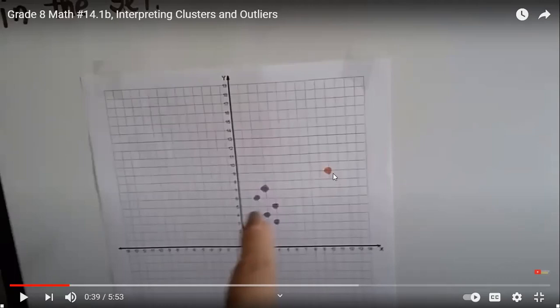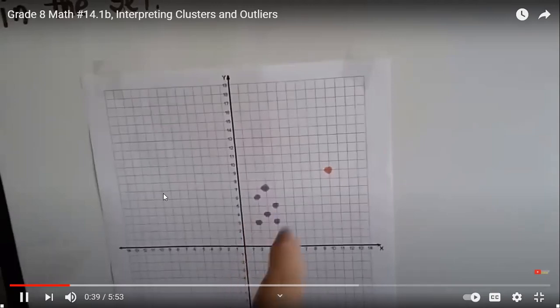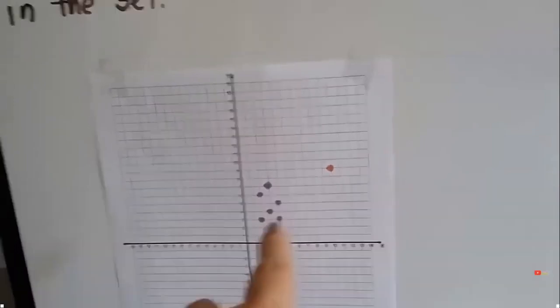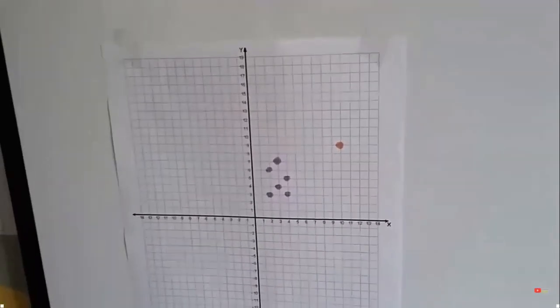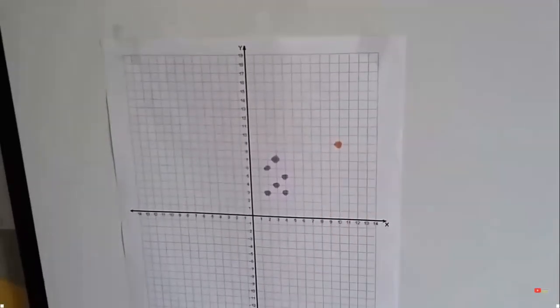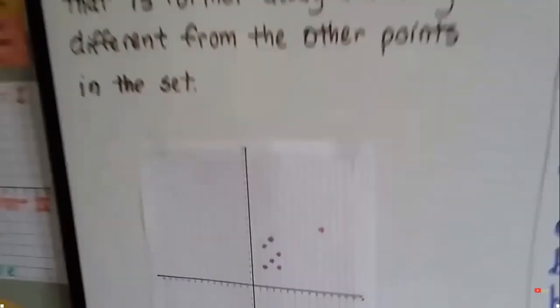But this one represents what? It represents the outlier, okay? So this group of data is called? Clusters. And this one is called? Outlier. So let's continue. It could be a group of children who got a certain grade on a test, and then one did exceptionally well, see? So that one out here is the outlier, and that's the cluster.